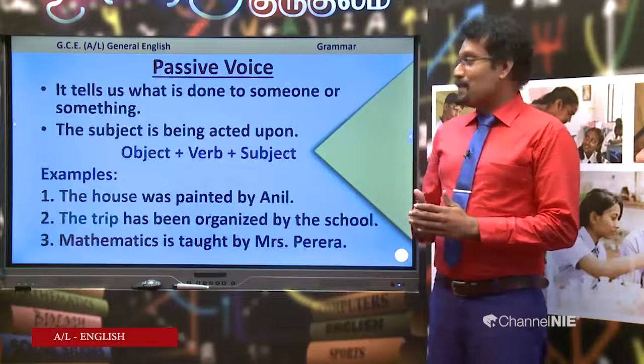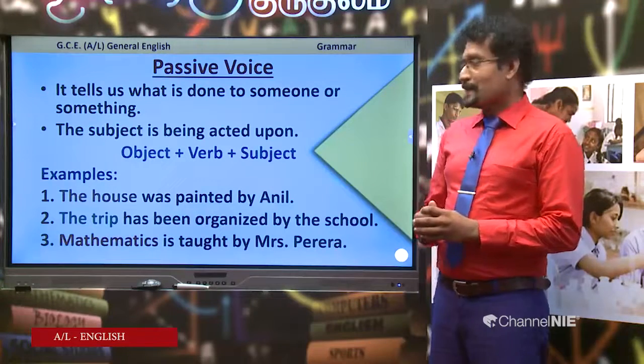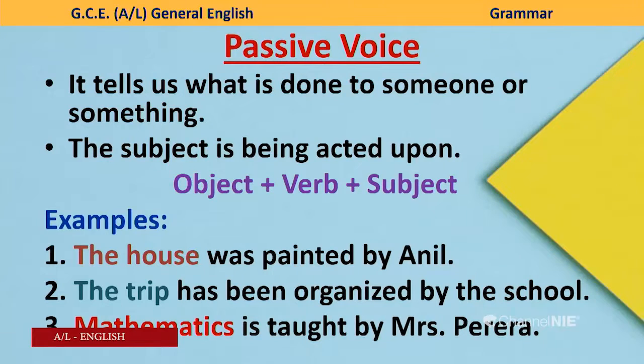Now, let us see what is passive voice. It tells us what is done to someone or something. The subject is being acted upon. The basic structure is object plus verb plus subject.